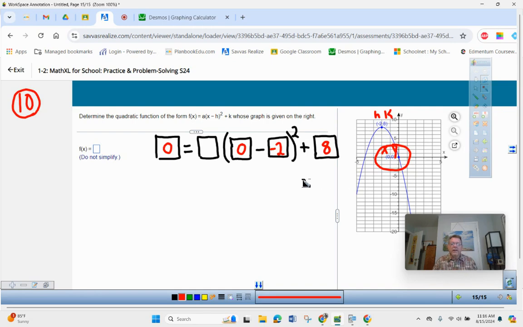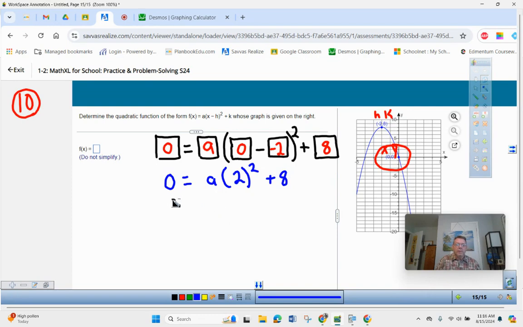Now, I had one that I did where the negative showed up, and if you didn't have that right, the whole thing went poof in your face. All right, so we got every box filled but one, so we're just going to put an a right there. And now let's use our algebra skills to solve this thing. So let's do blue. 0 equals, what's 0 minus -2? That's going to be +2. So that's going to be a times 2 squared, plus 8.